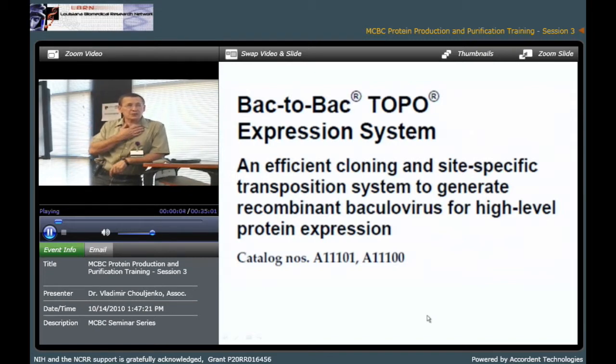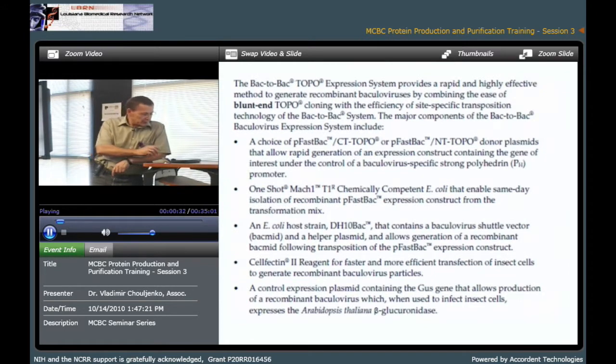During the first part of my presentation, I will be talking about the Bac-to-Bac TOPO expression system in general, and the second part will be devoted exclusively to some of our results generated by using this system. The Bac-to-Bac TOPO expression system from Invitrogen is a really efficient, quick, and relatively easy way to generate recombinant baculoviruses for a higher level of protein expression.